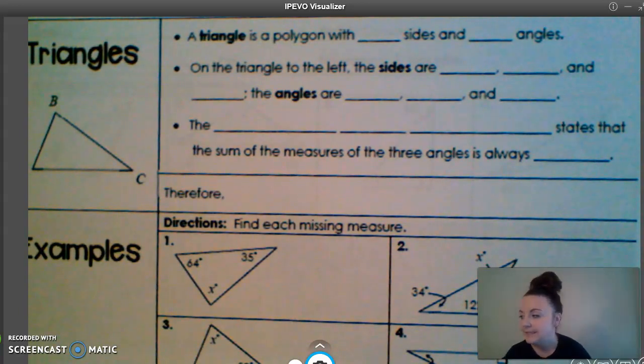I do have little Miss Emmy beside me. She's eating her breakfast and watching some TikToks. Whenever she gets done, I'm sure she'll pop into the video, but she has to eat her breakfast first.